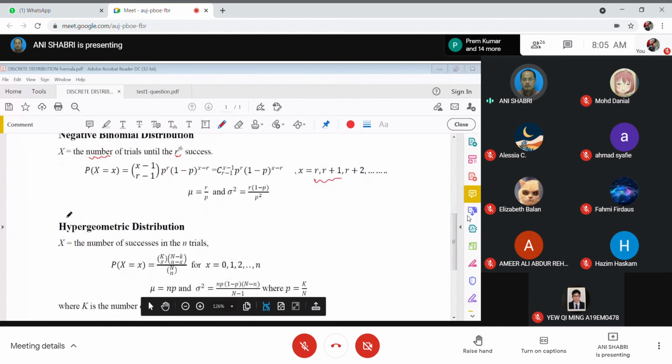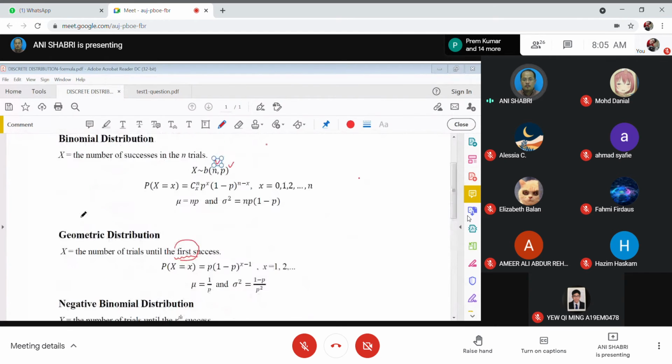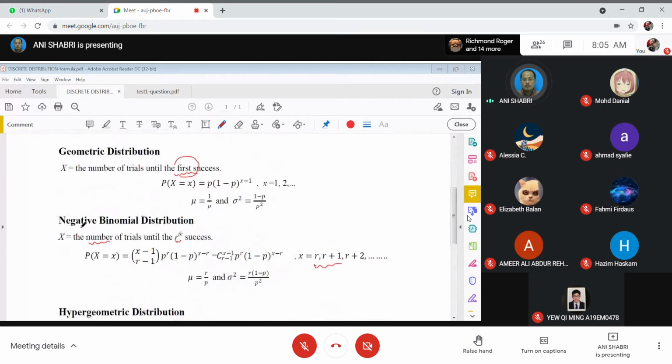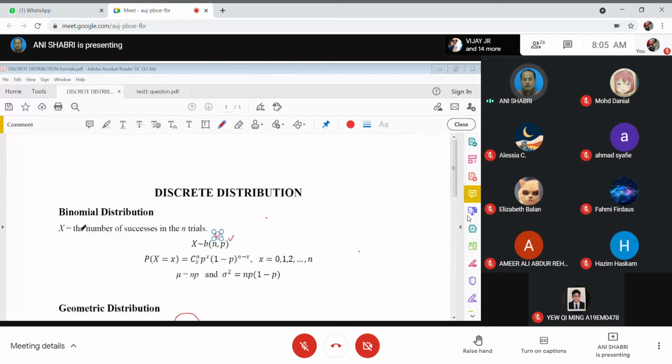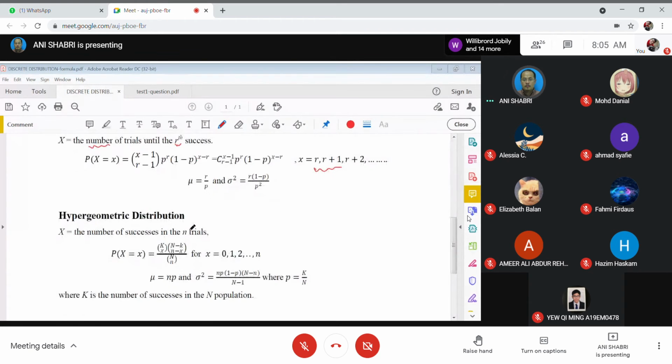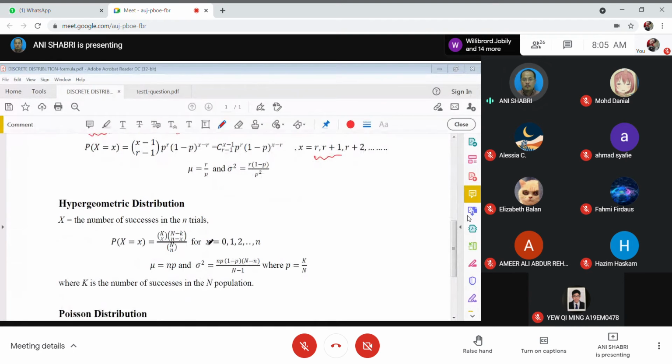The hypergeometric is almost like the binomial. X is the number of successes in n trials, the same as the binomial. The difference is that the hypergeometric has a population N, and k the number of successes in the population. The formula is this one, you can read it.